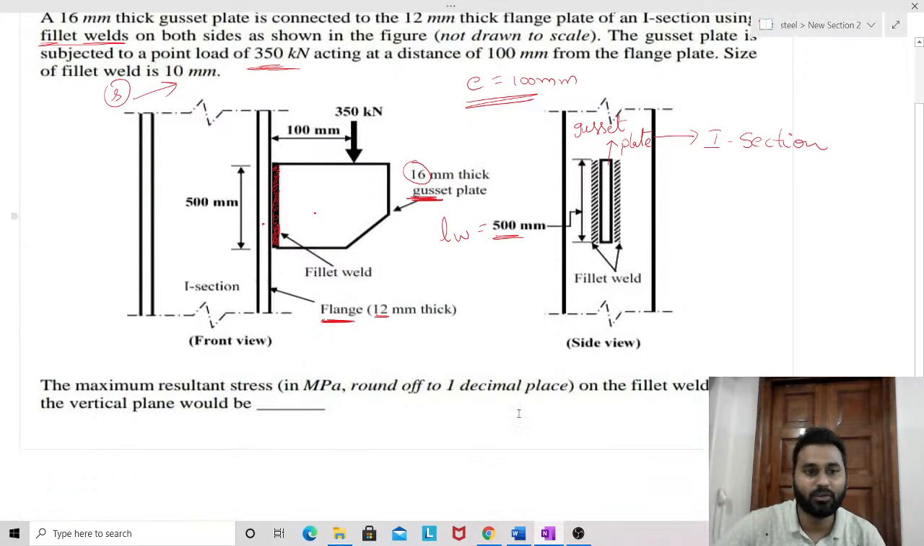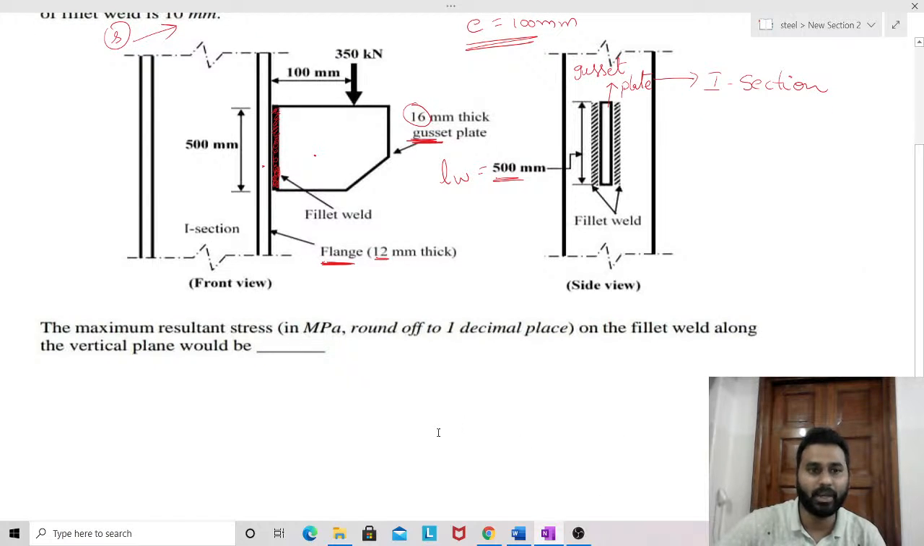Now he is asking us to find the maximum resultant stress. Maximum resultant stress is nothing but the equivalent stress. Maximum resultant stress in MPa, rounded off to 1 decimal place, on the fillet weld along the vertical plane. It simply means he is asking us to find the equivalent stress for the given welded connection.